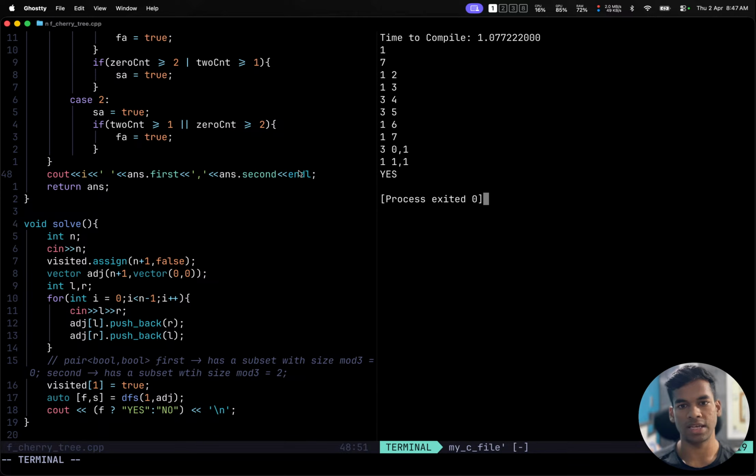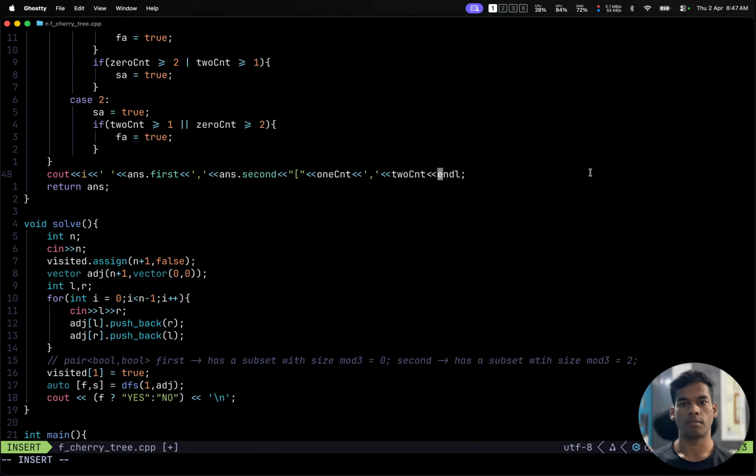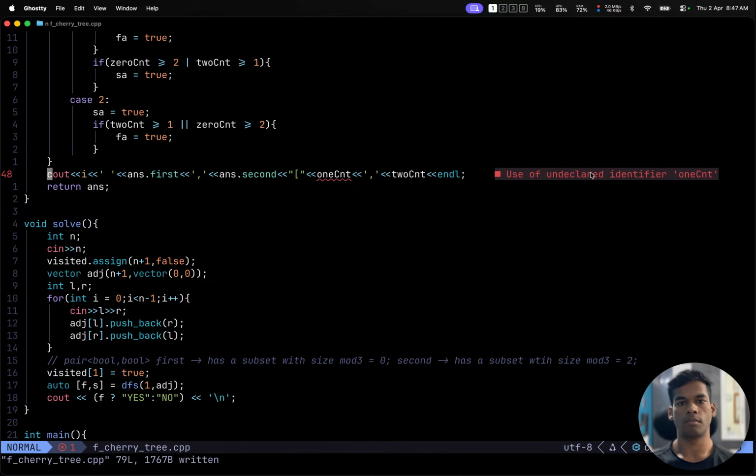Okay, so for 3 we got 1 2, which is correct. 0 1 0 1 for 3, correct, absolutely. But why for 1 are we getting something else? One count, comma, 0 count, not 1 count.